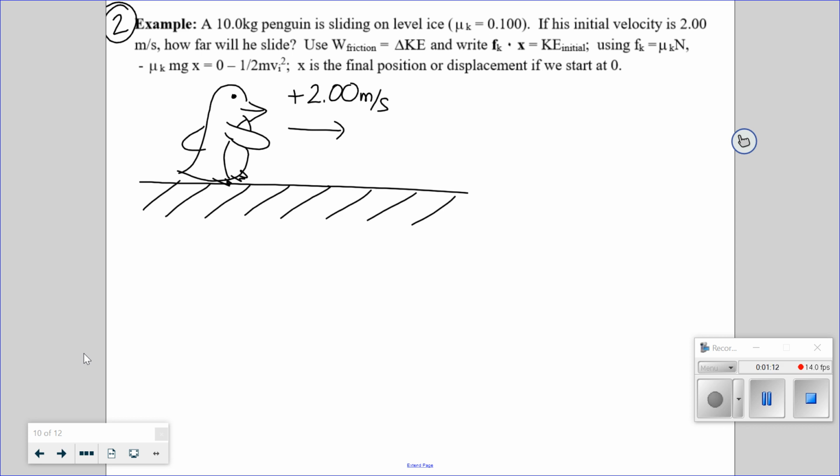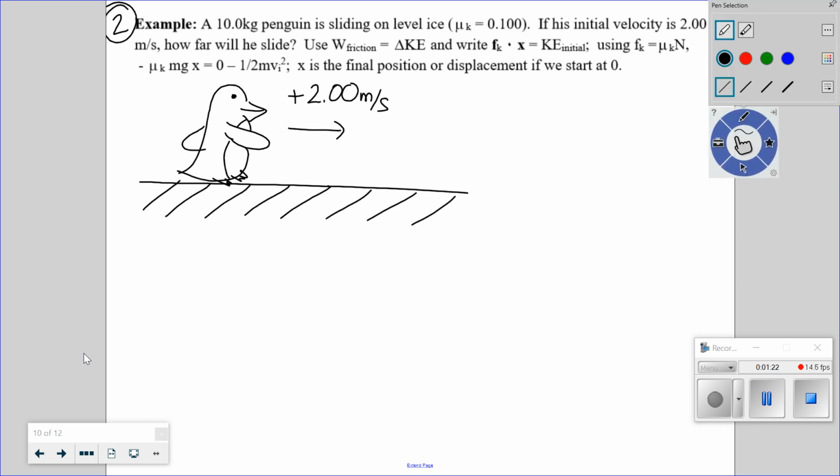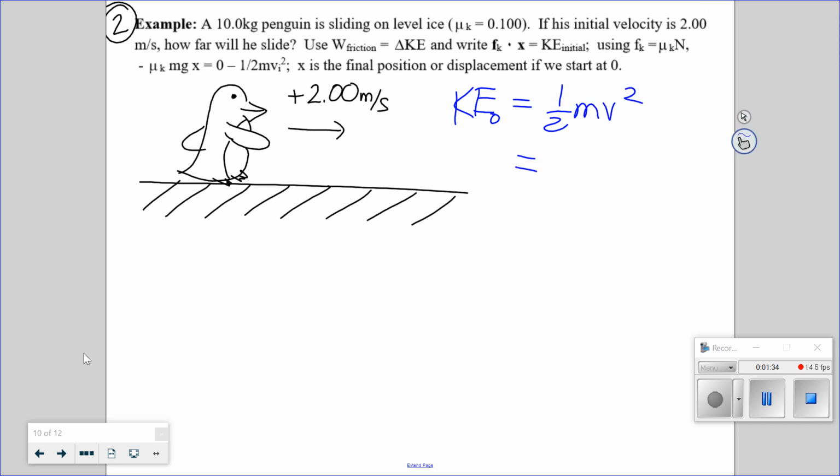Well, we could go through all the trouble, like in chapter 4, calculating his acceleration, all that kind of stuff. But we could also just do energy, especially if we've got the formulas memorized. His starting kinetic energy is 1/2 mv squared, which is 1/2 times 10 times 2 squared, which is 20 joules, right?